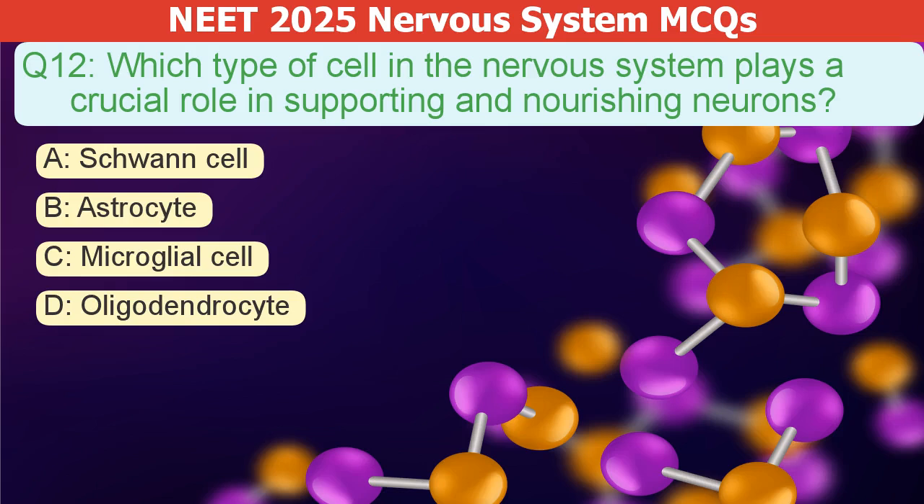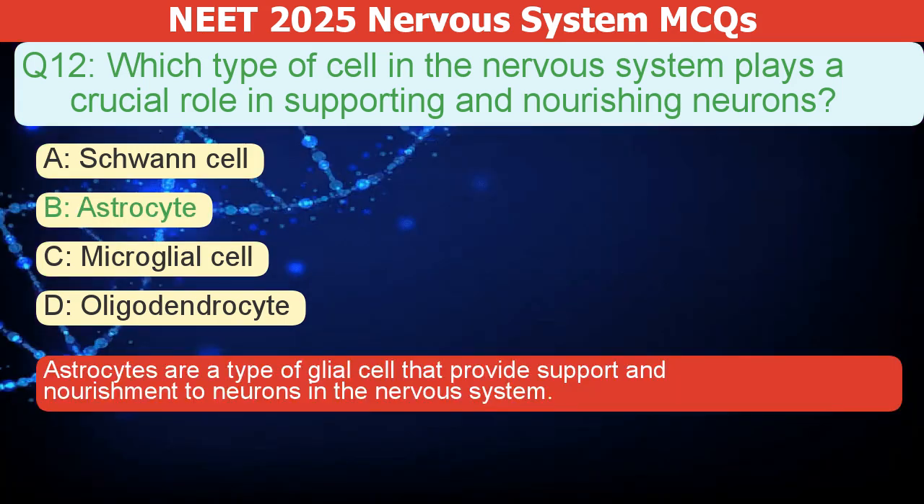Which type of cell in the nervous system plays a crucial role in supporting and nourishing neurons? A. Schwann cell. B. Astrocyte. C. Microglial cell. D. Oligodendrocyte. The correct answer is B. Astrocytes are a type of glial cell that provide support and nourishment to neurons in the nervous system.